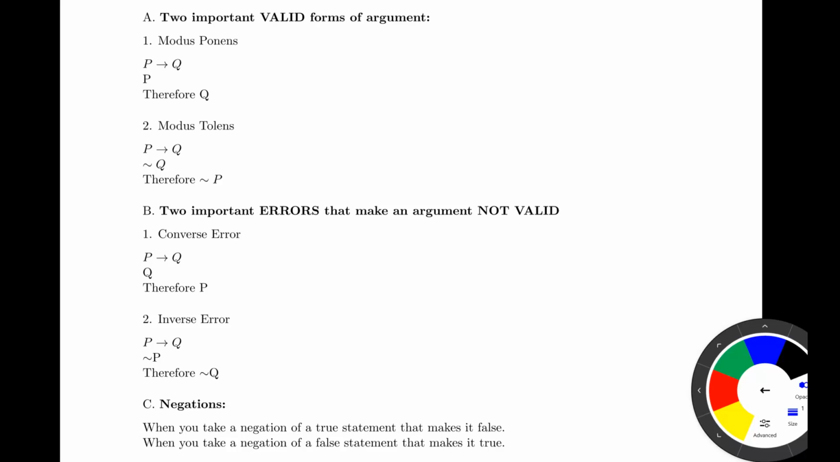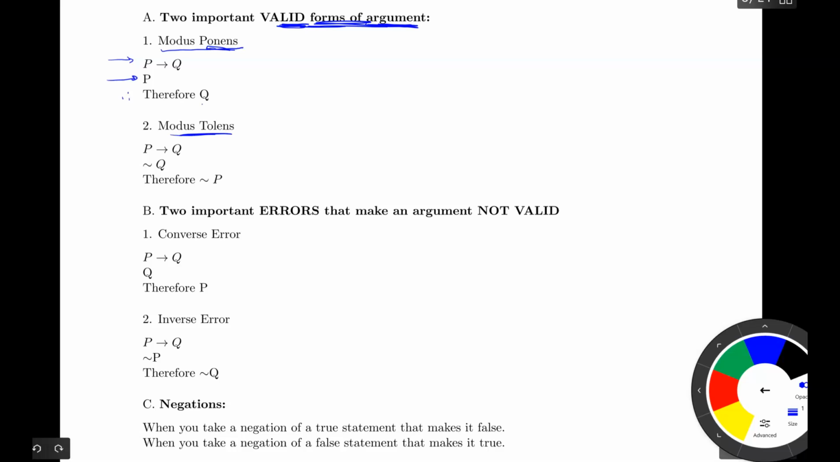More definitions for you. These are valid forms of argument when you want to identify the type of argument without using a truth table. So what is modus ponens? Modus ponens would be a premise, and a premise, and then this is your conclusion. So premise, if P then Q, premise, P, conclusion, therefore Q. You're moving forward through the argument, so that's called modus ponens.